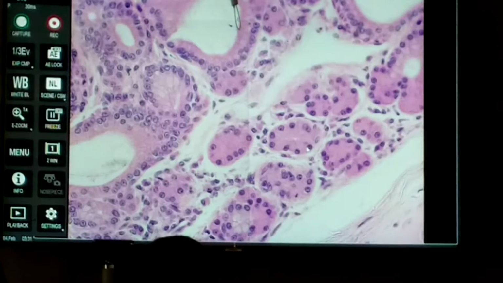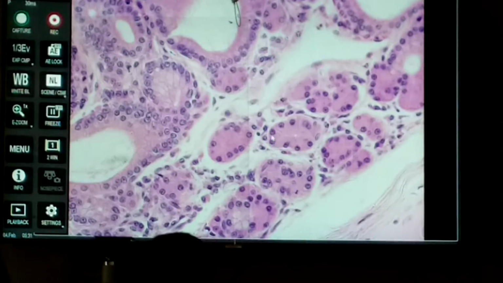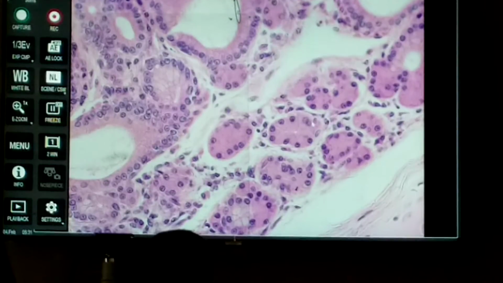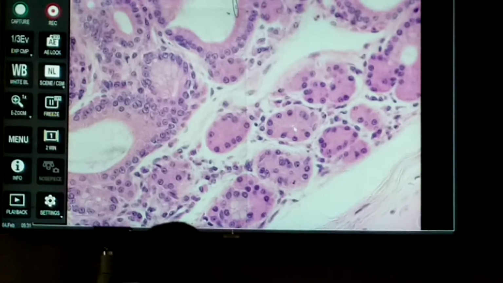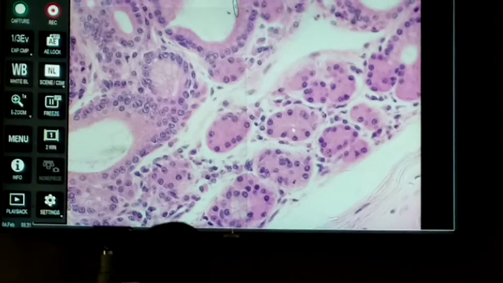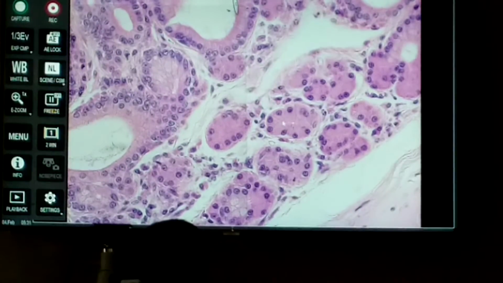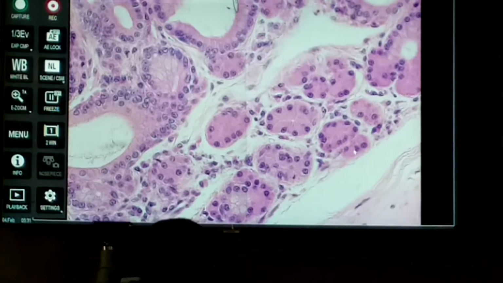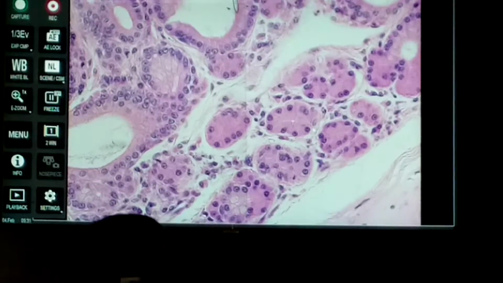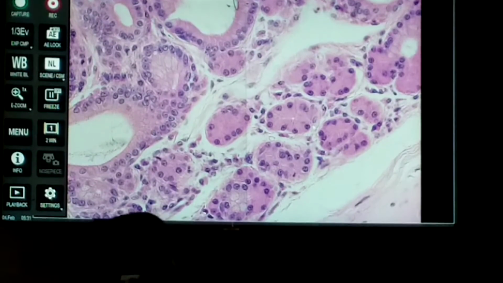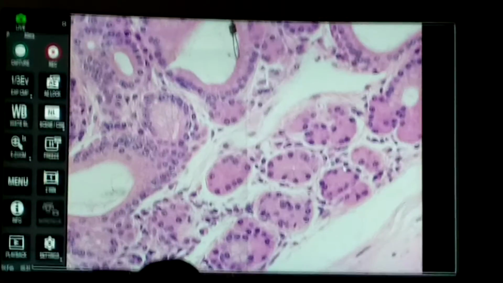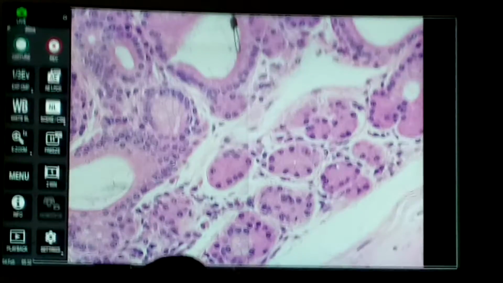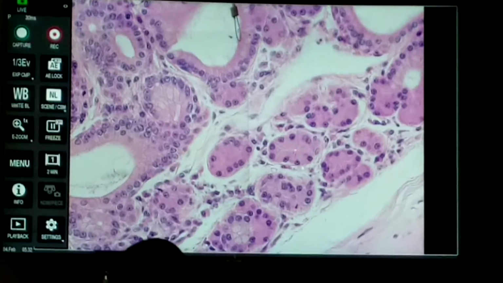Because the cells are nice and round, it makes me think that this is a serous type gland. There's a lumen here. See, there's little granular secretions in there. Okay. And there's a bunch of them. So there's a bunch of cross sections, almost like we cut through a bunch of grapes. So these are probably alveolar glands in terms of structure.